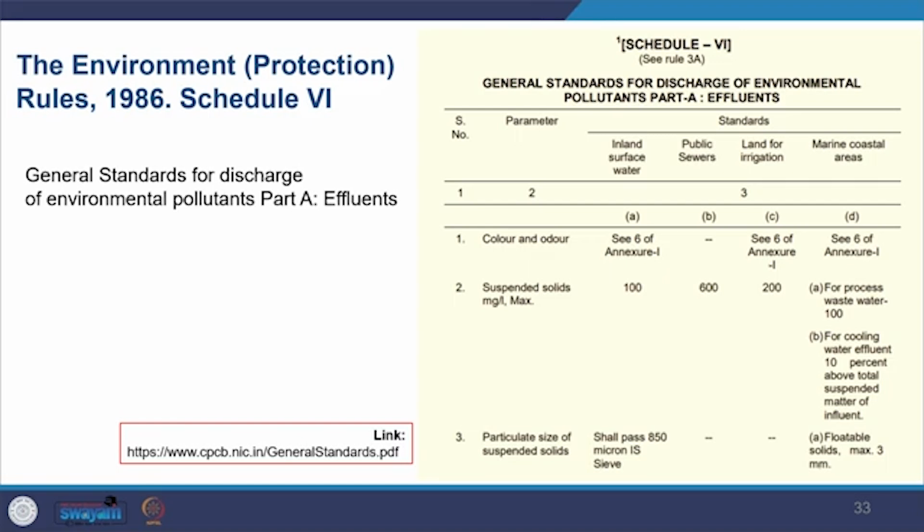In the second column, you will find what the range should be for inland water surface, what the range should be in the public sewer, what if the water is discharged on land for irrigation, and then if it is discharged into marine and coastal areas. So, you can find all those values here.